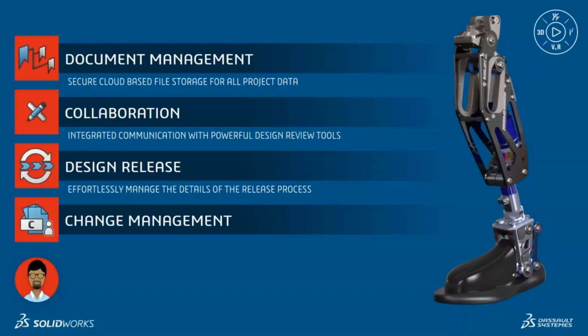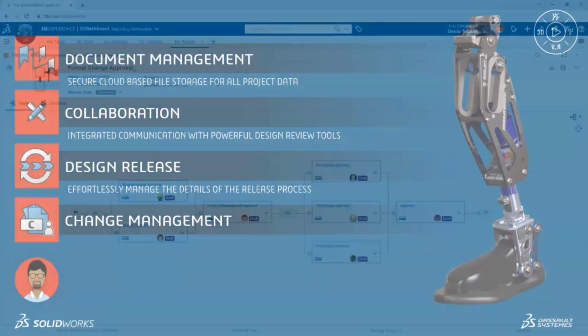Managing the product data on the 3D Experience platform makes handling the details of the design release process effortless. The successful launch of the Motor Knee brought growth to the BioDev team and the need for additional structure to their design change management, including the need for approval routes, issue tracking, and formal change action. To handle this, Eric creates a standard route.